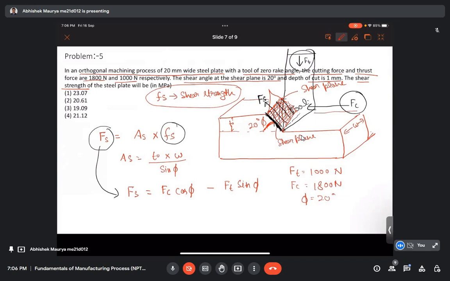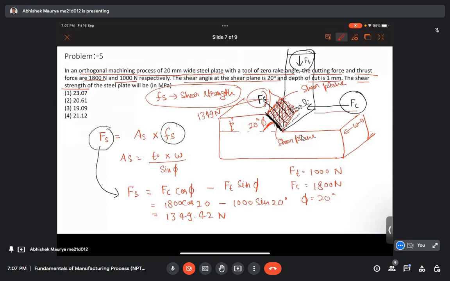So what will be the shear force? That will be 1800 cos 20 degree minus 1000 sin 20 degree. And if we calculate this, then what we will get? 1349.42 newtons. So the shear force value we have got is 1349 newtons.